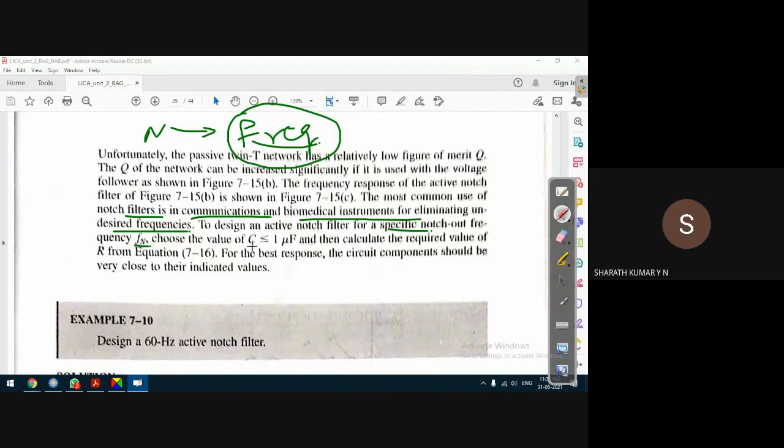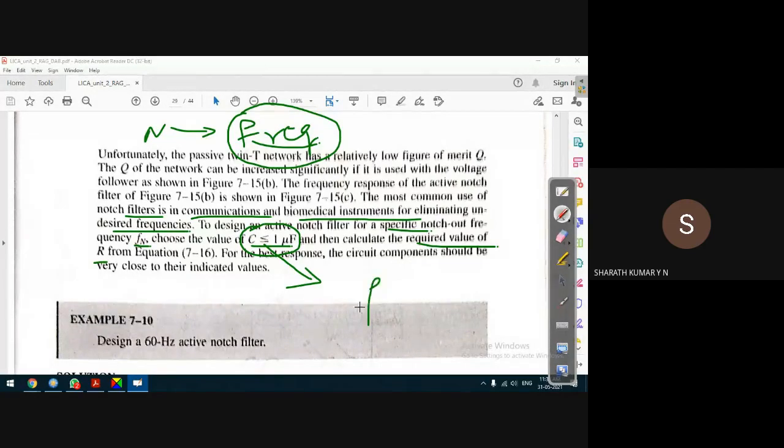So first, select the value of C. It's always good practice to start with the selection of a capacitor less than 1 microfarad, because we know that the larger the capacitor, the bulkier the circuit, and since this capacitor is an AC element, it will alter the frequency of operation of the circuit. So we have to be very careful while selecting the capacitor and calculate the required value of R.